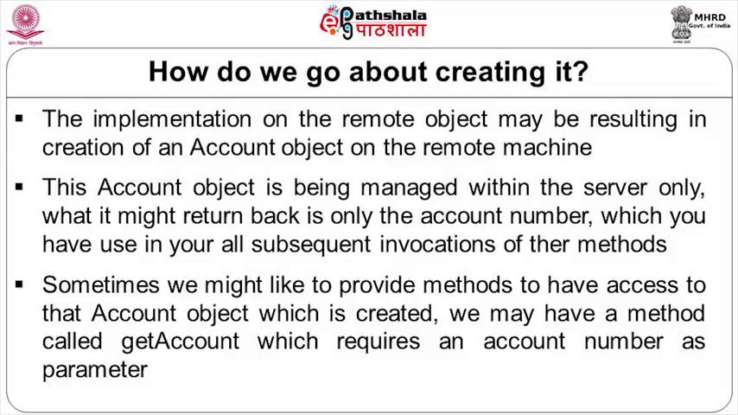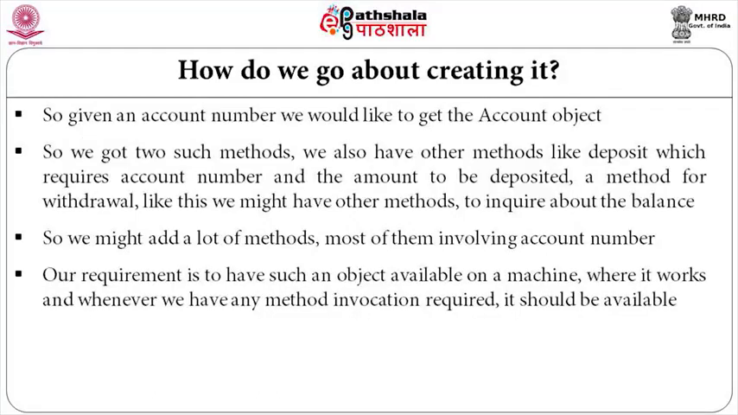Sometimes we might like to have some method like this. Oh, I would like to have access to that account object. So maybe we have a method called get account also, which requires an account number. So given an account number, we would like to get the account object. So let's assume we have two such methods at least.